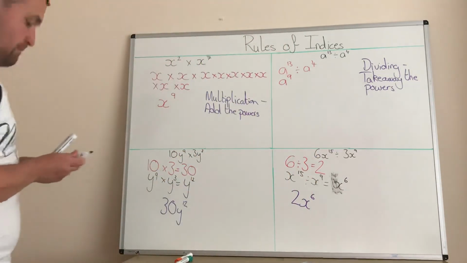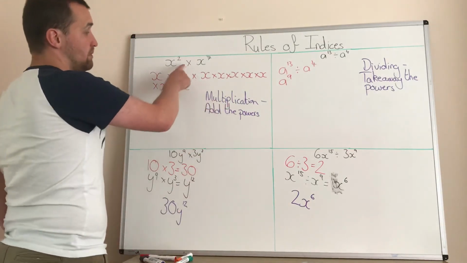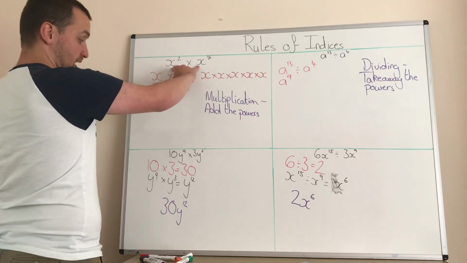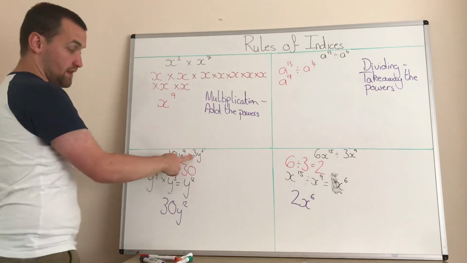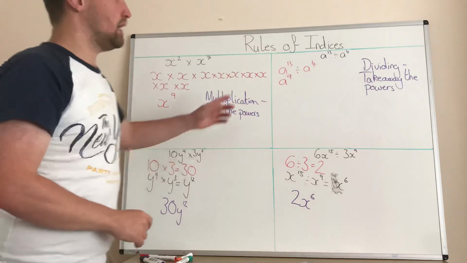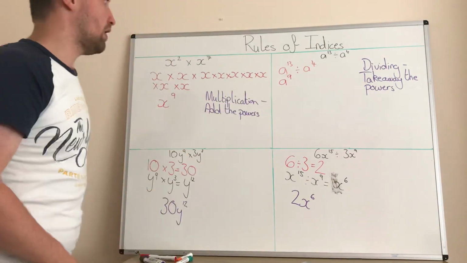Key things to remember. When there's a multiplication sign in the middle of them, we add the powers. Our base letter has to be the same. Deal with the numbers in front of the letter first, and then deal with the powers. It works exactly the same with division, apart from you take away instead of adding.